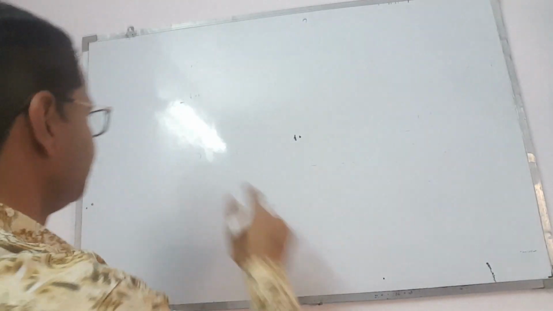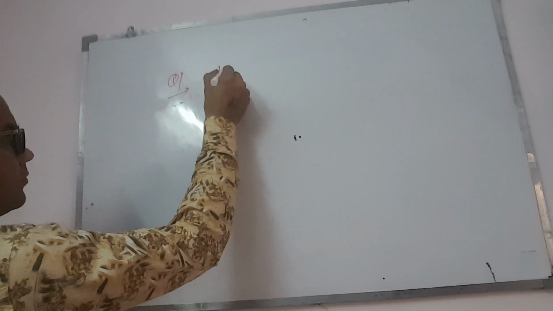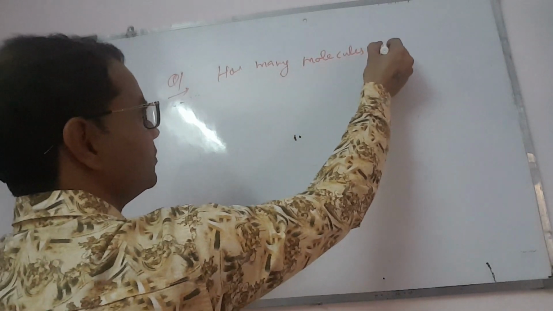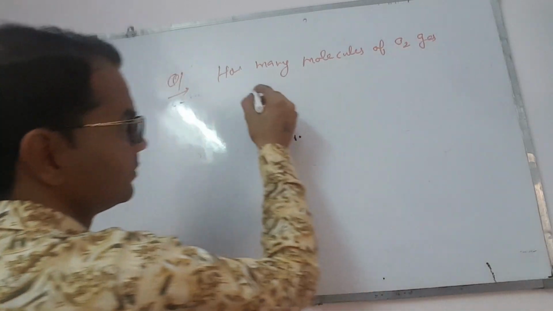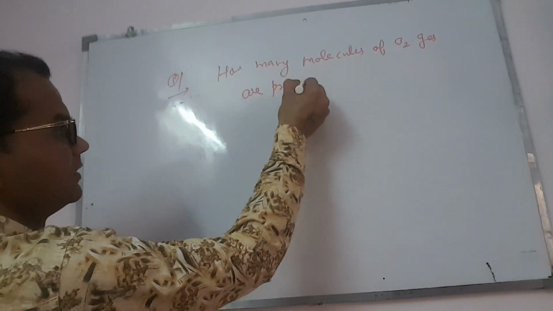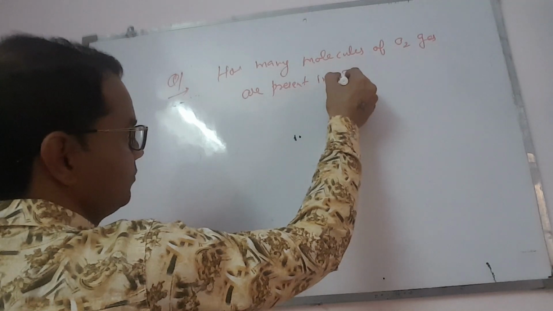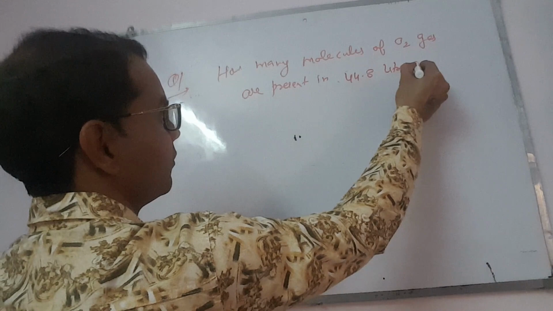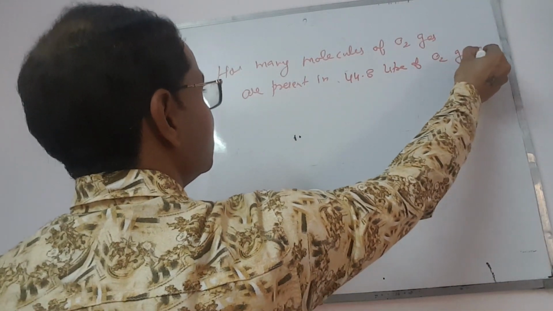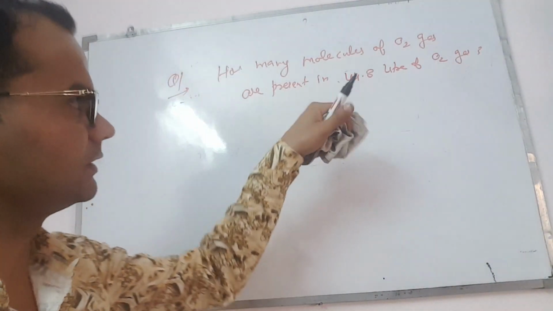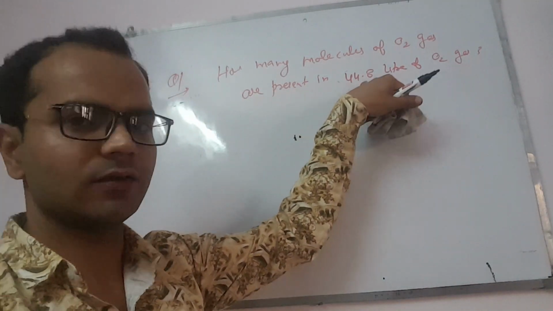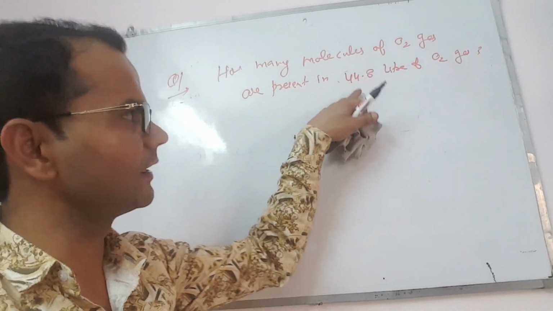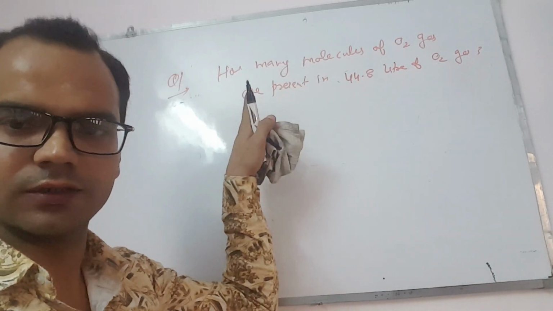First numerical is: how many molecules of oxygen gas are present in 44.8 liter of oxygen gas? Now here we are provided the volume. So first we can find out the mole, and then convert mole to molecules.